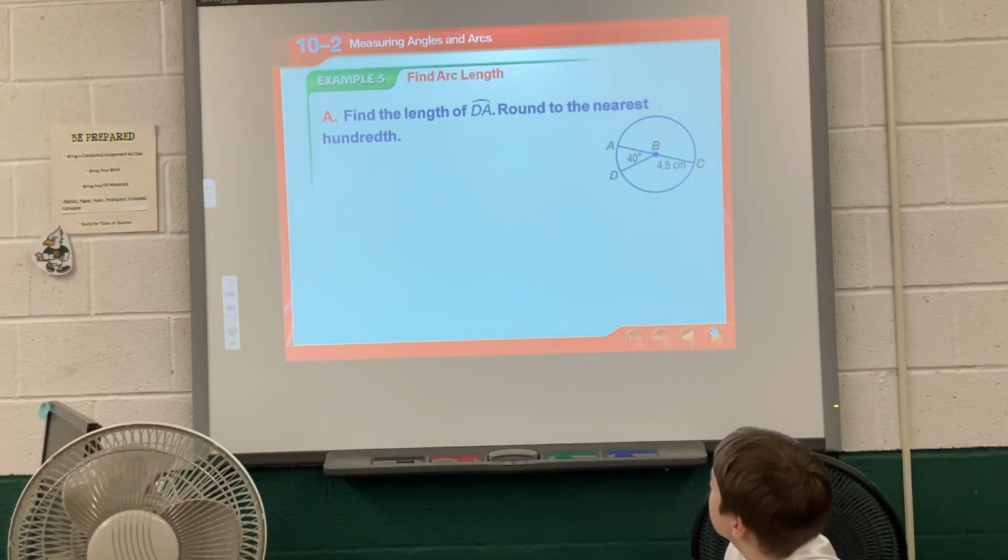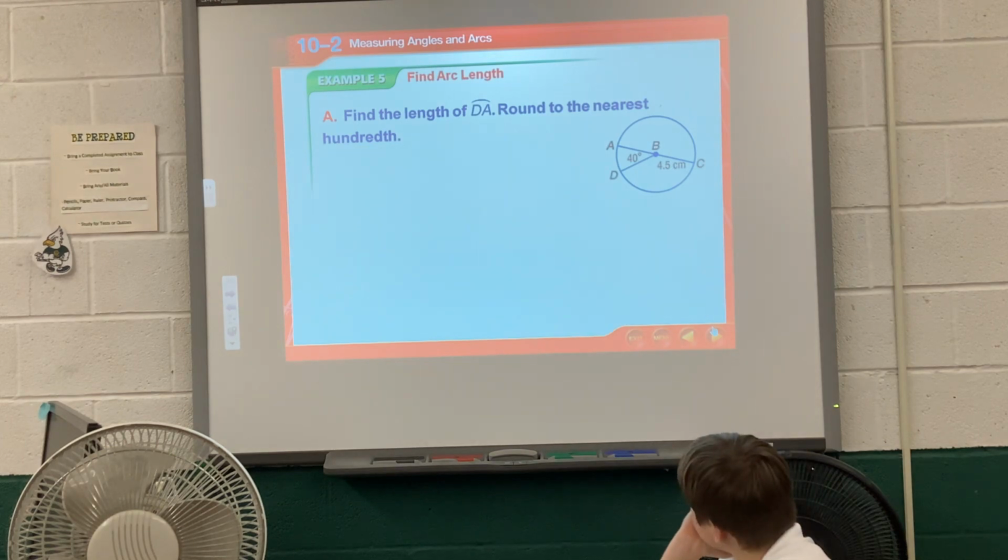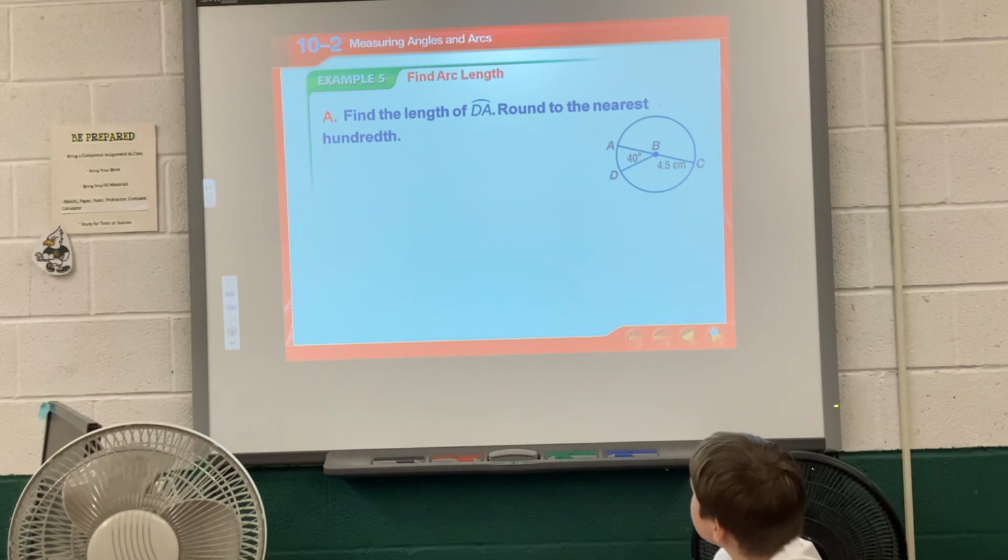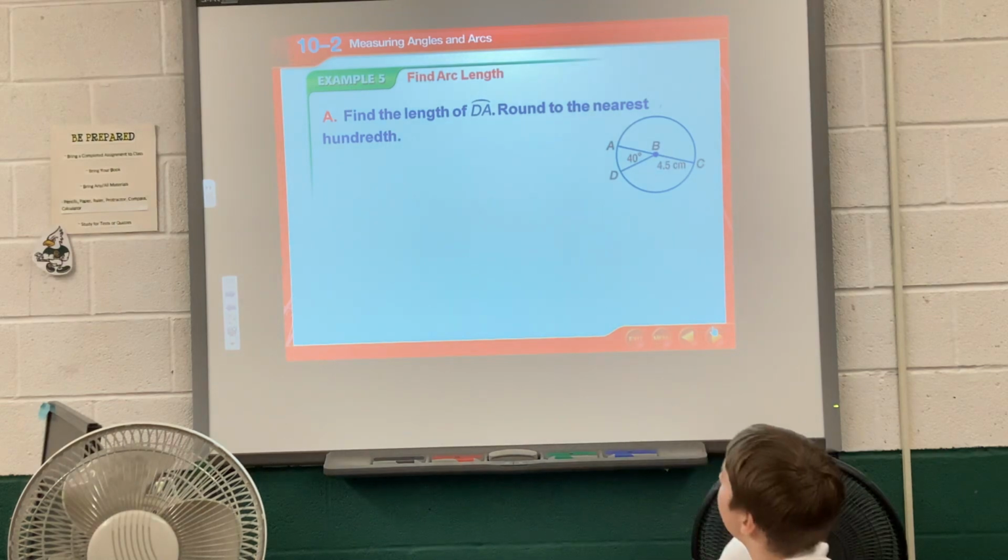Alright, so now you've got to be careful, right? Find the length of DA, round to the nearest hundredth. So again, this one's not as big of a deal unless, instead of them saying find DA, they told you to find DC, then you would have to know that AC is a diameter, right? But they don't do that in this case. They just ask you to find AD.